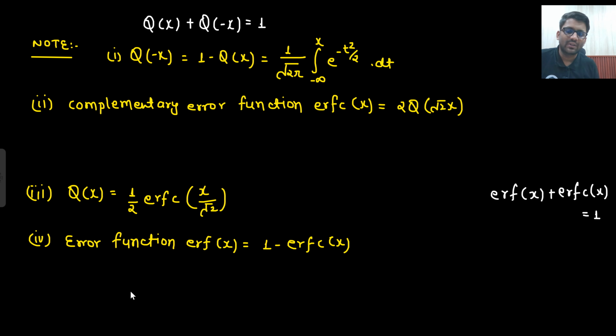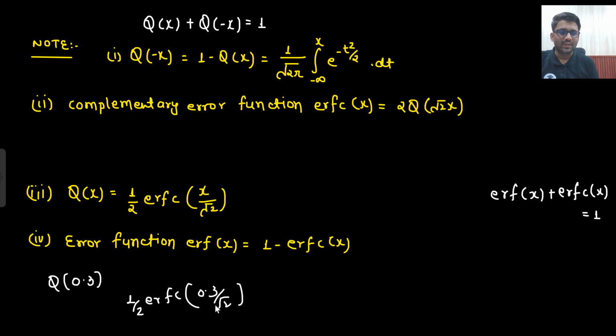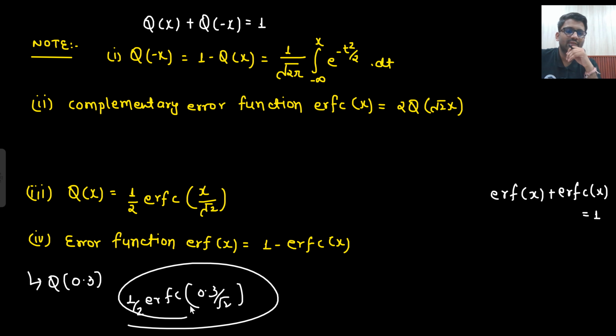Basically, let's say you got the answer Q of 0.3. But in the examination, what could be mentioned? 1 by 2 ERFC of 0.3 by under root 2. You solved a particular question based on digital communication. Your answer was Q of 0.3. But what was the option mentioned? This was the option mentioned. So you need to convert this to this one. How will you convert? You will use this formula.